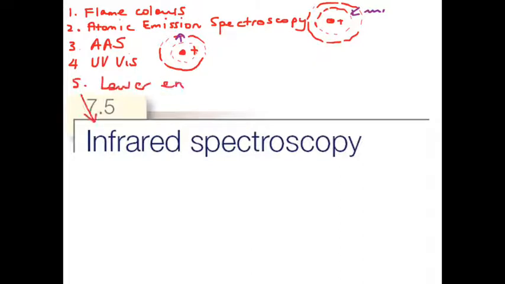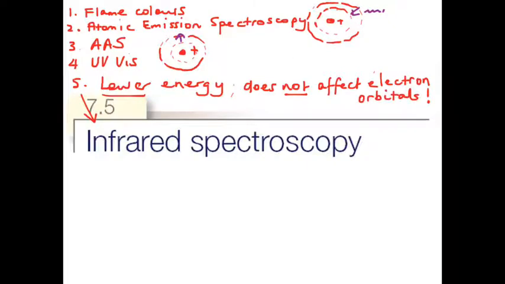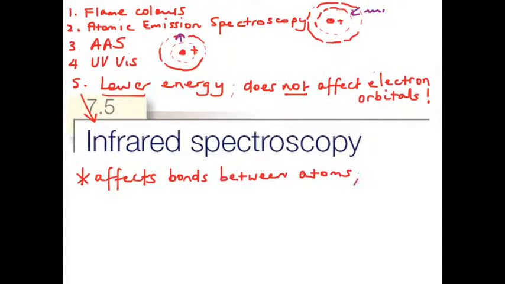Now, the one we're doing today, infrared spectroscopy, involves a lower energy electromagnetic radiation, and this energy does not affect electron orbitals at all. It just isn't a high enough grade of energy, if you like, to do that. So what it does do is affect the bonds between atoms. It affects the stretching, the vibrating, the rocking of those bonds. These bonds are not static bonds. They're moving all the time. They're dynamic bonds.